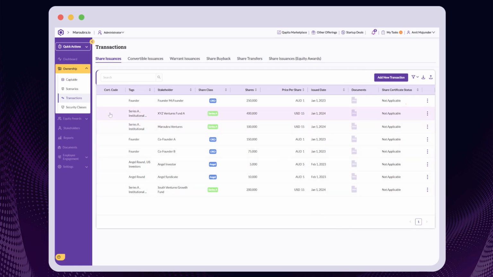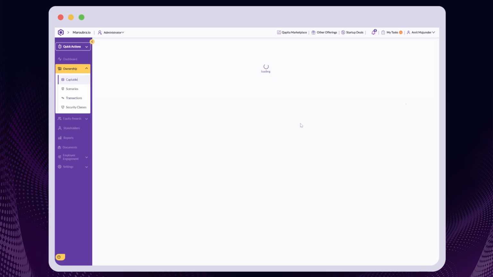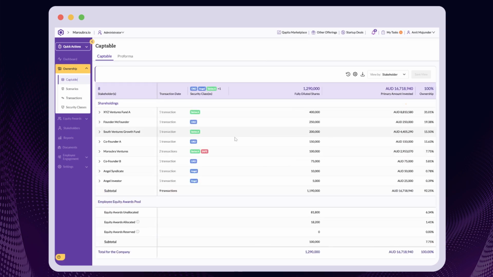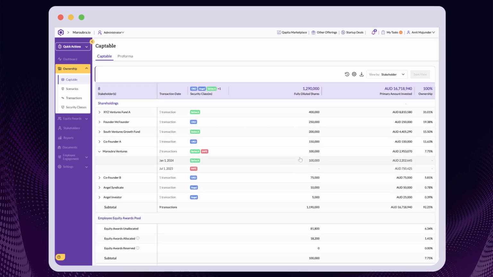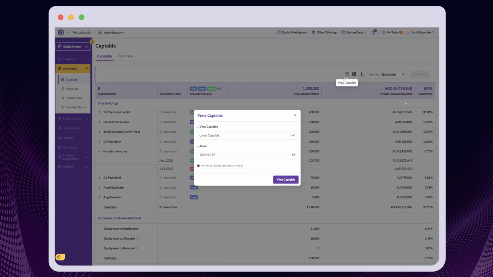Once you have the capital structure in place and all the transactions recorded, you'll be able to view your cap table at any given point in time, be it as of today's date or by backdating it to a date in the past, or viewing it at any given milestone. For example, right after you closed your seed round.